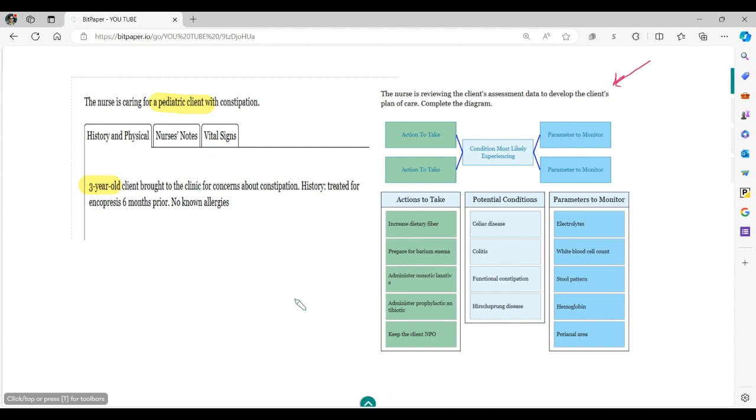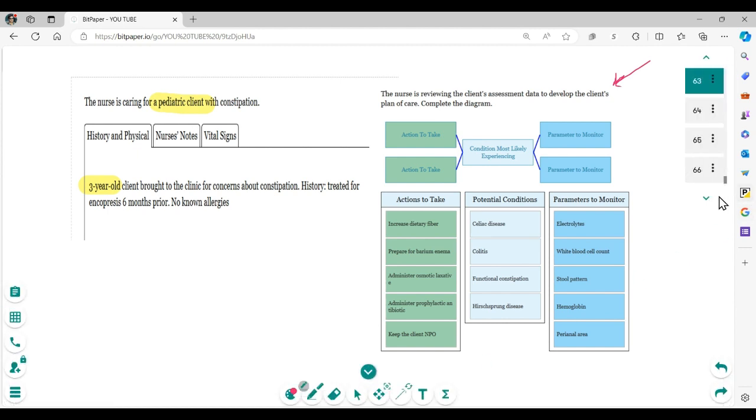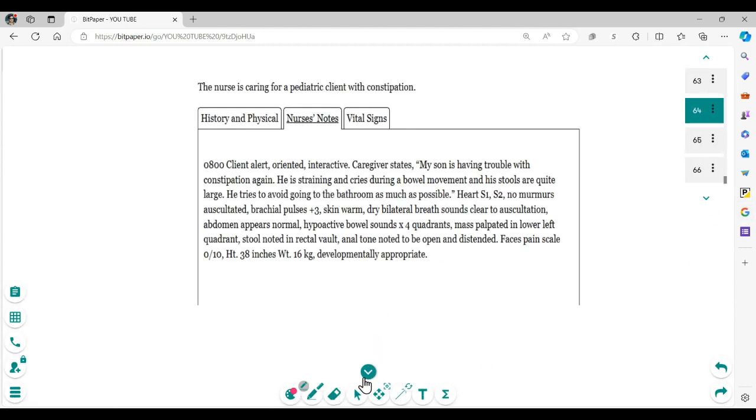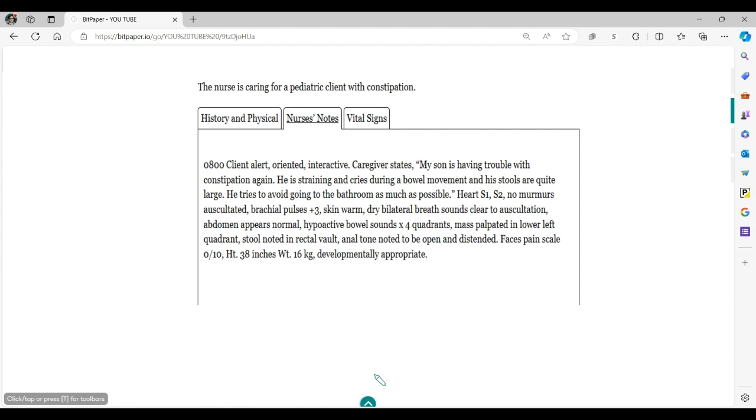All right, the next part, you're going to click on the nurse's notes. And I almost feel like I want to click there, but I have to go to my next slide. And then we read our nurse's notes. All right, so remember, this is a three-year-old with constipation. Pay attention to time, especially if they give you different time frames. But we only have one. At 8 in the morning, client is alert, oriented, and interactive. Caregiver states, my son is having trouble with constipation again. All right, so sounds like this has been a recurrent problem. He is straining and cries during a bowel movement, and his stools are quite large. He tries to avoid going to the bathroom as much as possible, probably because it's so uncomfortable.